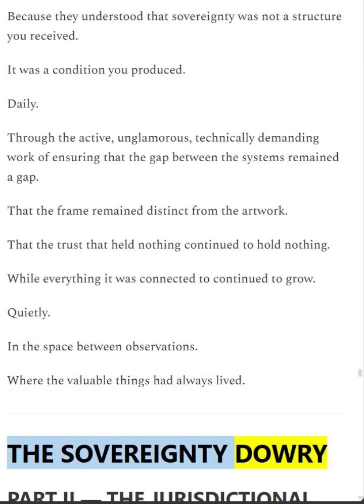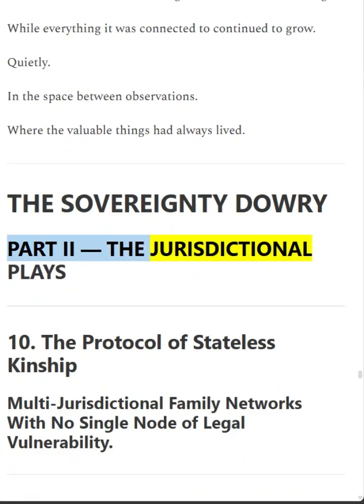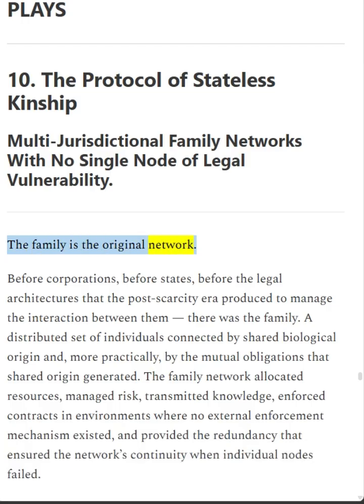The sovereignty dowry. Part 2, the jurisdictional plays. 10. The protocol of stateless kinship. Multi-jurisdictional family networks with no single node of legal vulnerability. The family is the original network.